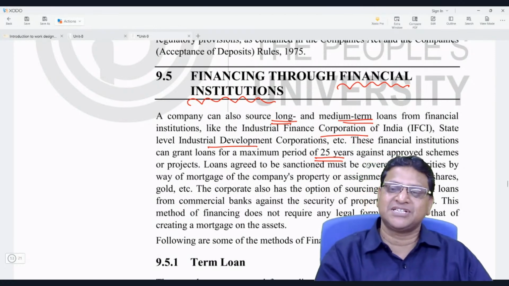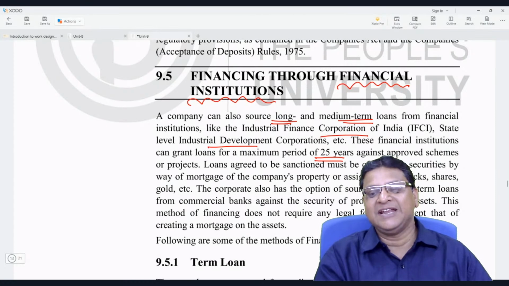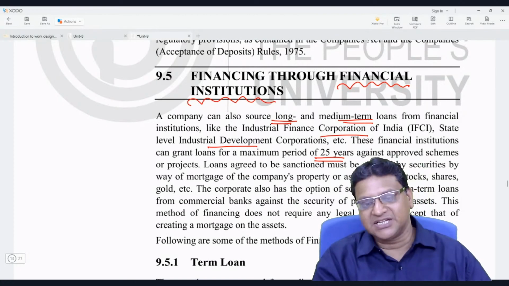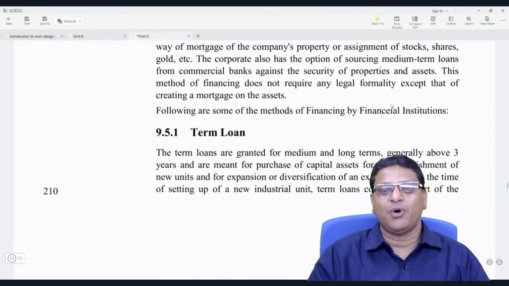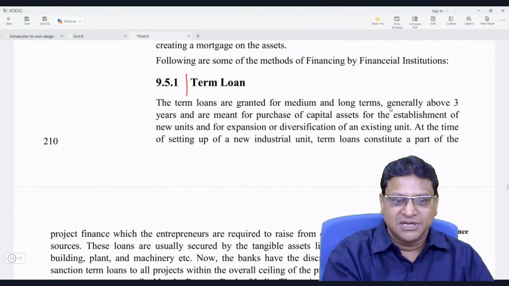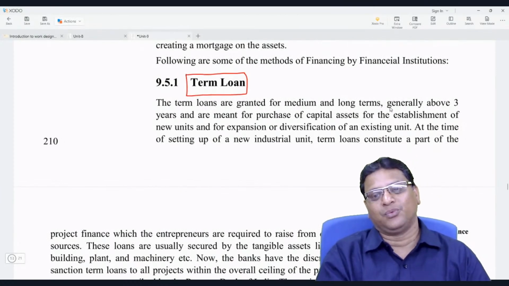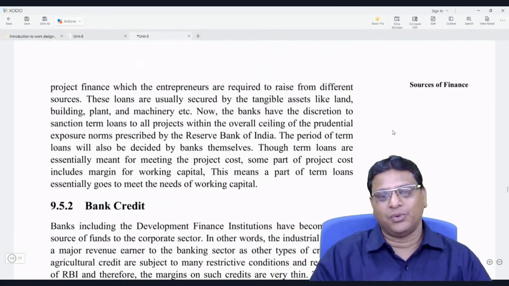Other financial institutions are there. Insurance companies also provide long-term loans. Similarly, different NBFCs also provide medium to long-term loans. NBFC means non-banking finance corporations. So the loans can be obtained in the form of term loan. We have discussed term loan means loan for a particular term, that is known as term loan.